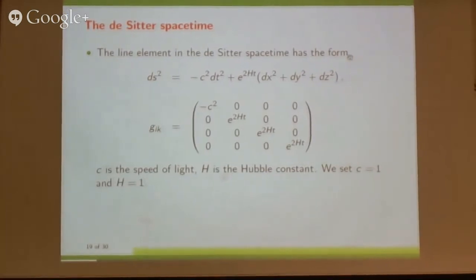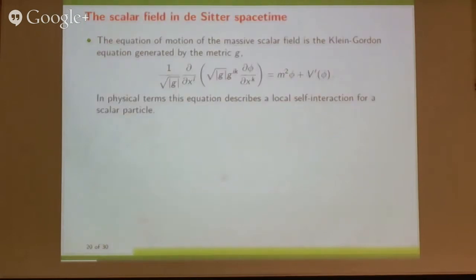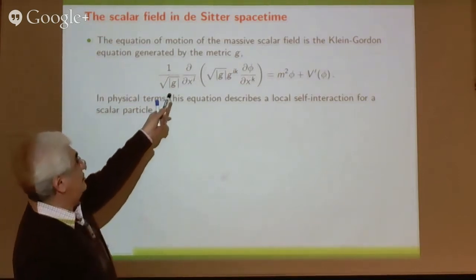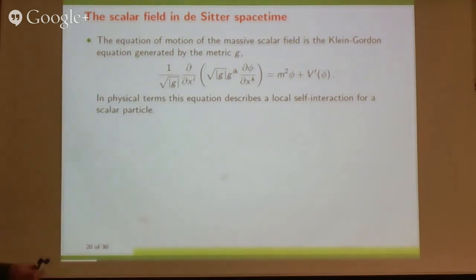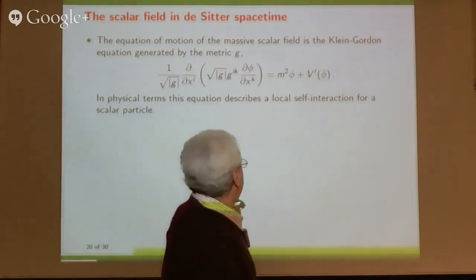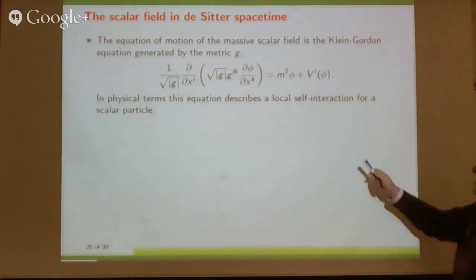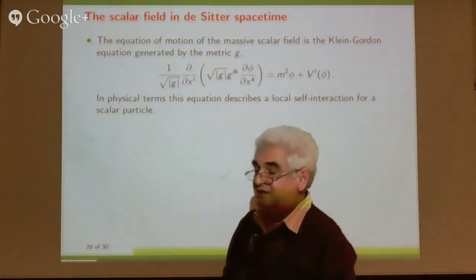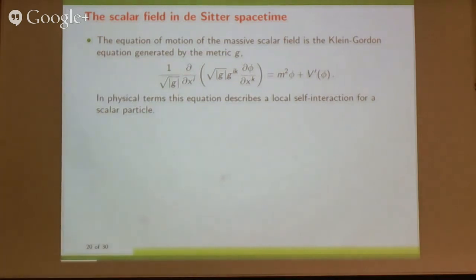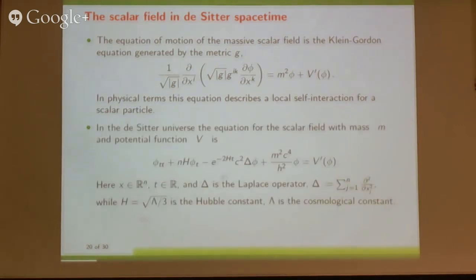Let me continue. So this is an example of a metric which depends on time. It's non-flat, with constant curvature, in fact. And here is how the Klein-Gordon equation looks in that metric. In a general metric, the so-called covariant Klein-Gordon equation is this. g is the metric tensor, phi is the function we are looking for, m is the physical mass of the particle, and V is the potential which characterizes self-interaction of particles. This is what we got from physics. And now let us look at how we can write it in the De Sitter case.